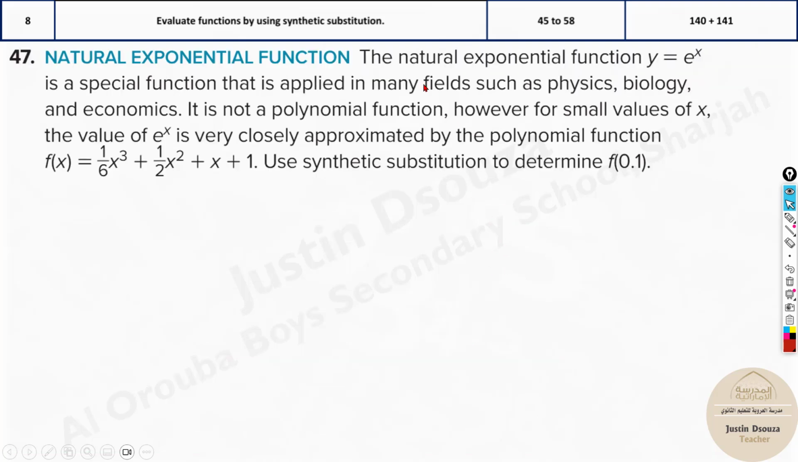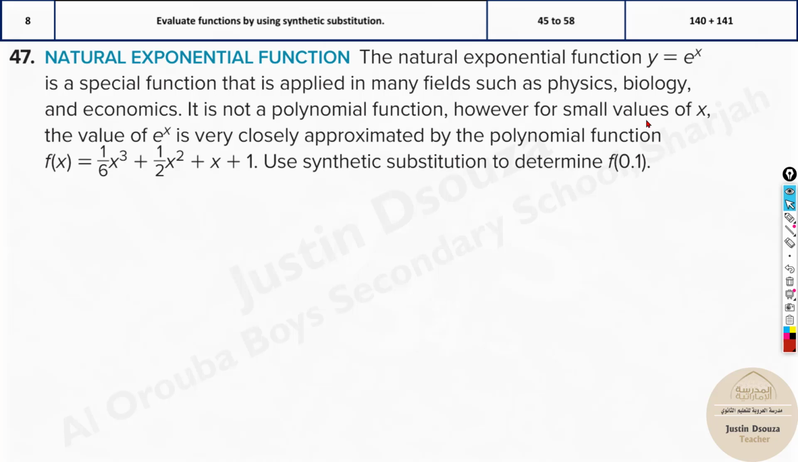Another real world problem: the natural exponential y equal to e to the power x is a special function that is applied in many fields such as physics, biology, and economics. It is not a polynomial function. However, for small values of x, the value of e to the power x is very closely approximated by the polynomial function over here. Okay, it's only for small values. This is the function of e to the power x. We need to use synthetic division to determine f of 0.1.